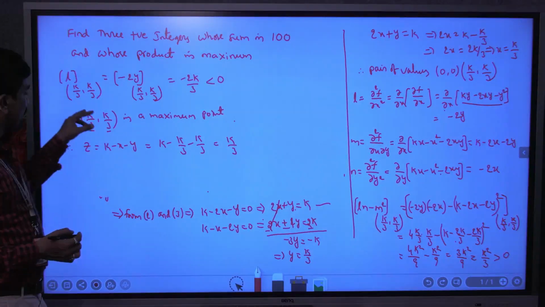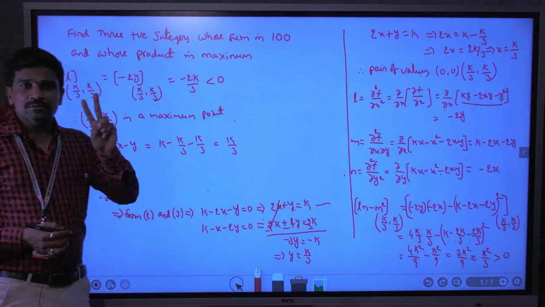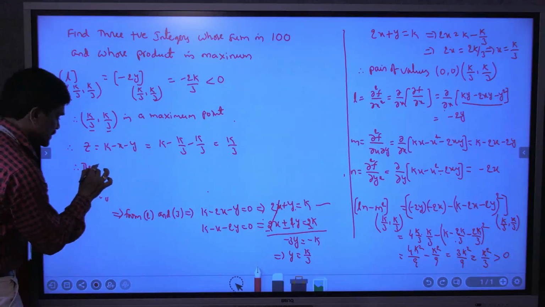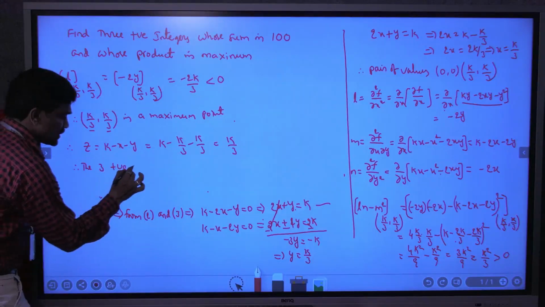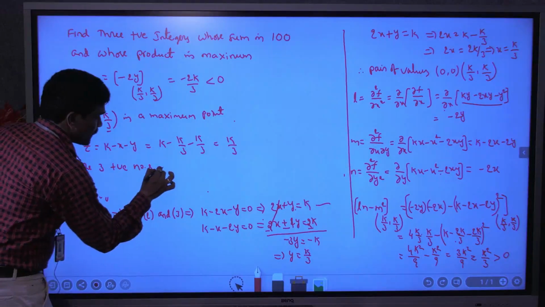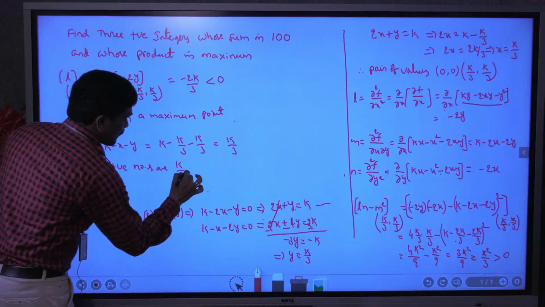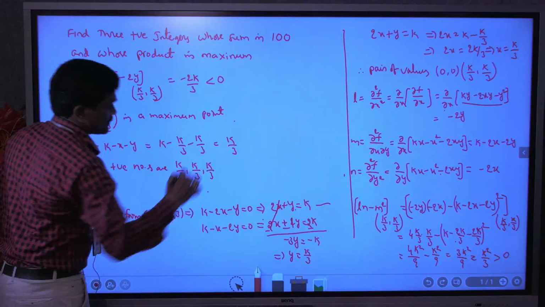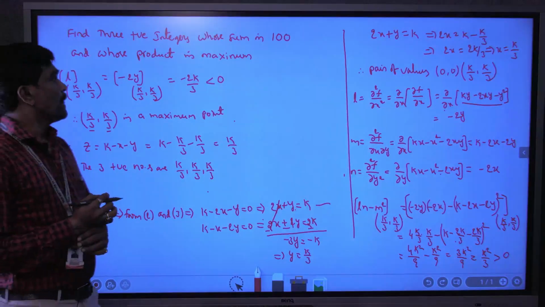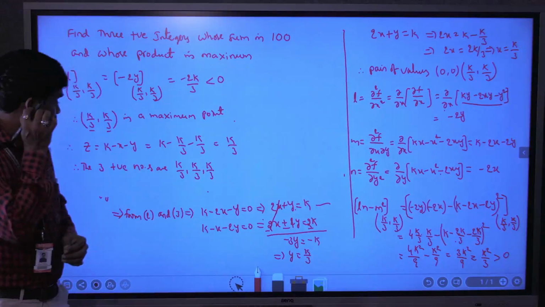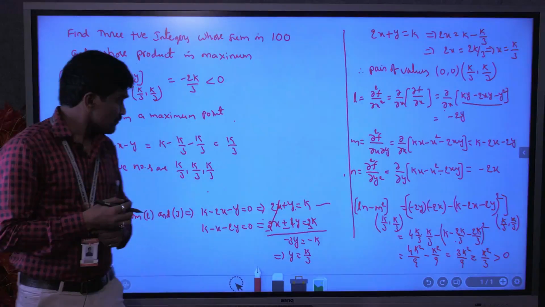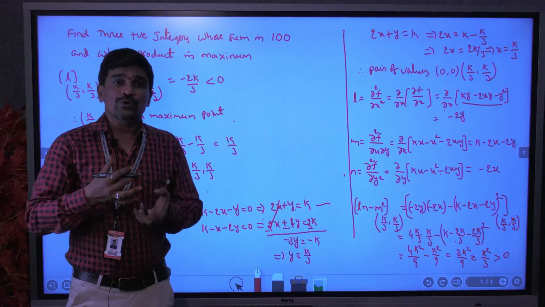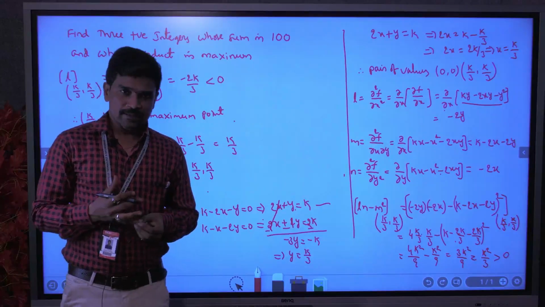Now x, y, z are the three numbers. Therefore the three positive numbers are k/3, k/3, k/3. So this is our problem. Next class we will discuss maximum and minimum for three variables using Lagrange's method. Thank you.